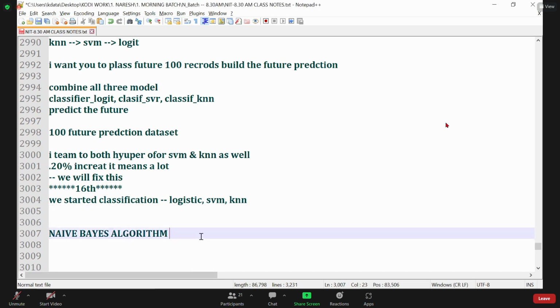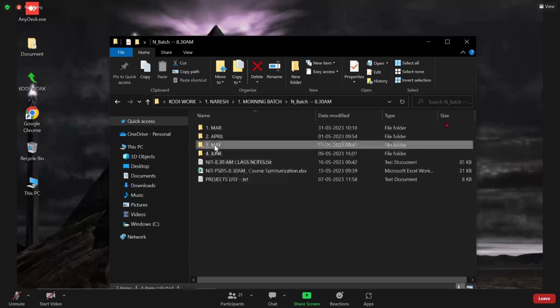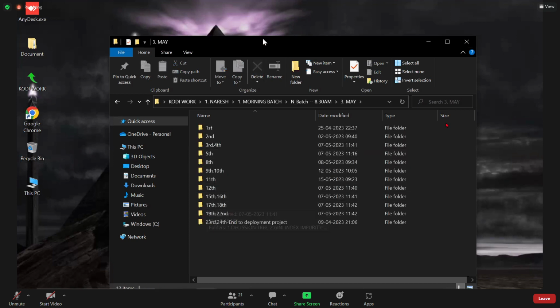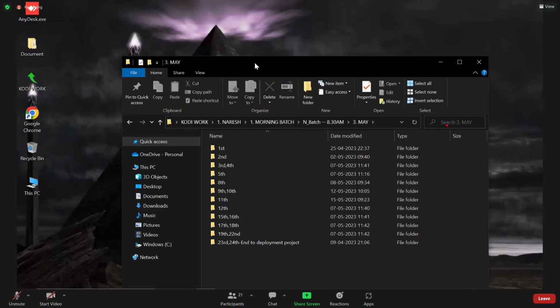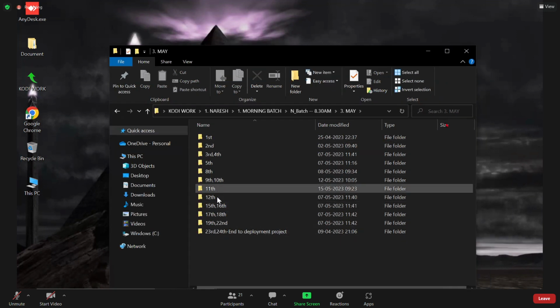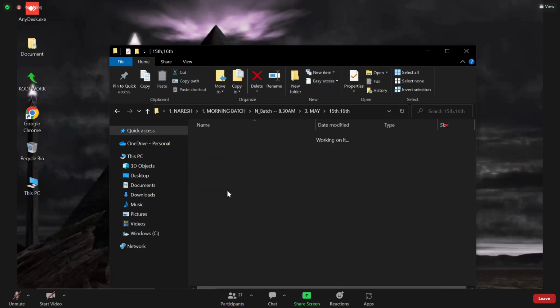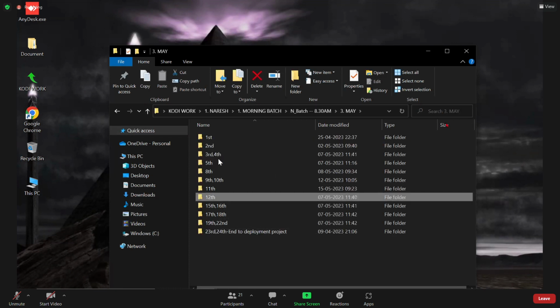And today we'll understand naive-Bayes algorithms. But before naive-Bayes algorithms, I wanted to give you two projects, in terms of SVM and KNN. Just have a look at it.